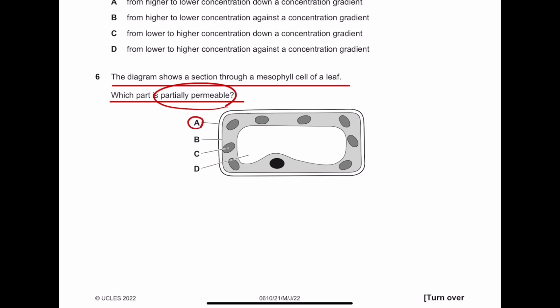A is actually pointing at the outer part of the cell wall, and B is the membrane. Okay. So the membrane is attached to the cell wall, or is placed very close to the cell wall. So B is the answer for this one. Okay, don't get confused.